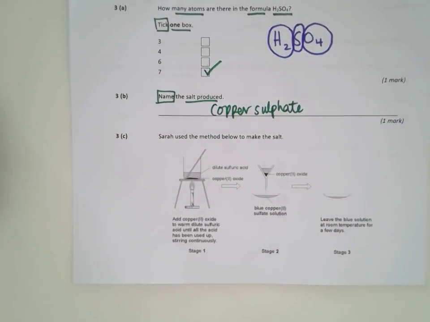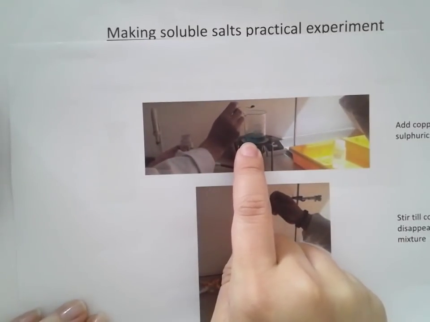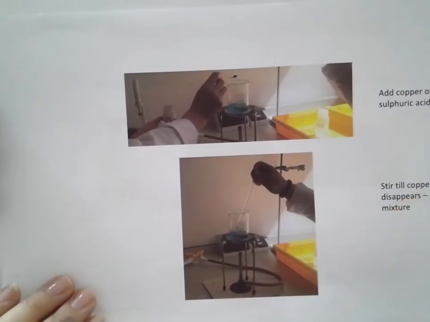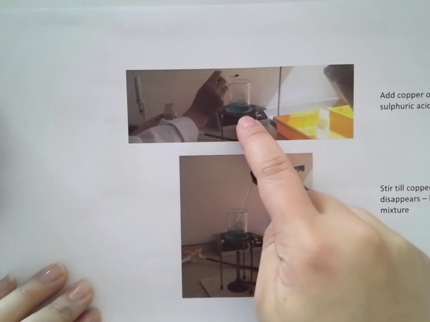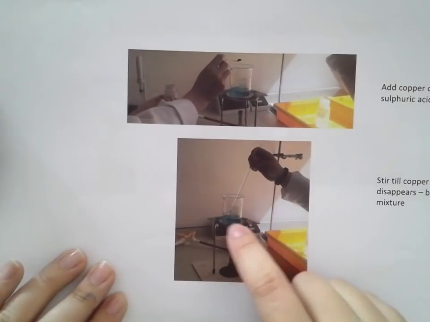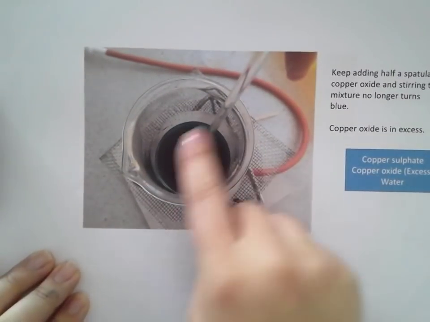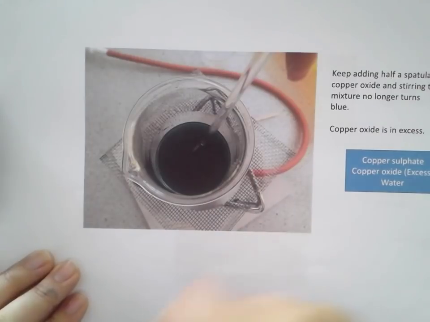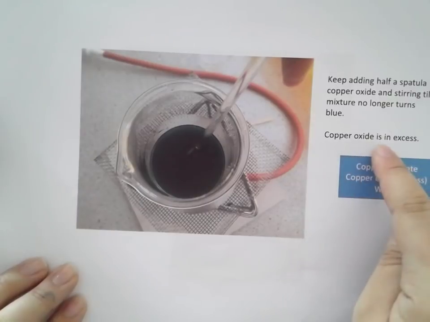Now you in year 10 have already done this experiment, and you should remember this. In this experiment, you heated up sulfuric acid in the beaker, and you added spatulas of copper oxide to that sulfuric acid. In each pair, someone was stirring till the copper oxide disappeared, and it was a blue mixture. You kept adding a spatula of copper oxide, and you kept stirring until the mixture was no longer blue. This we call copper oxide was in excess.